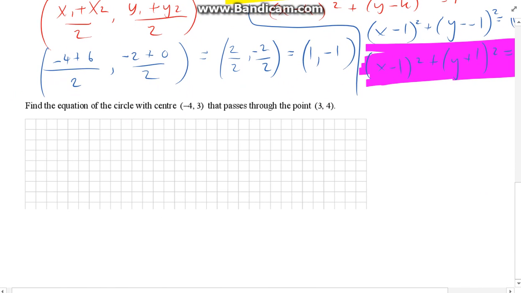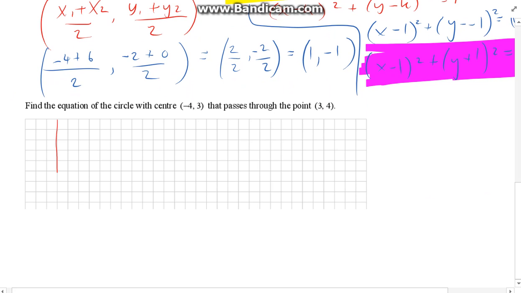For the question down here, find the equation of the circle with the centre minus 3, 4 that passes through the point 3, 4. Right, it's difficult straight off because they've no graph there, so you've no visual to see what you're actually looking for. So I can't recommend it enough: you have to start drawing your circles if they give you a question like this. It doesn't have to be perfect, just freehand.